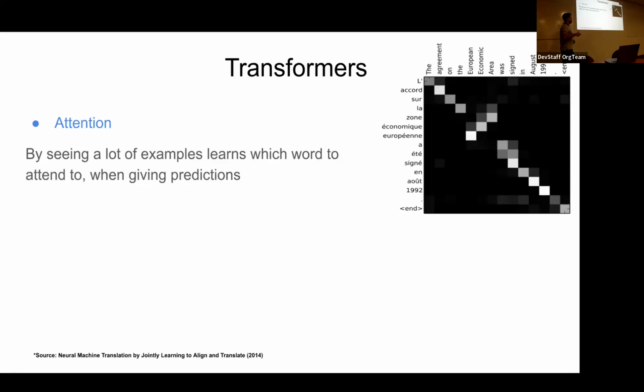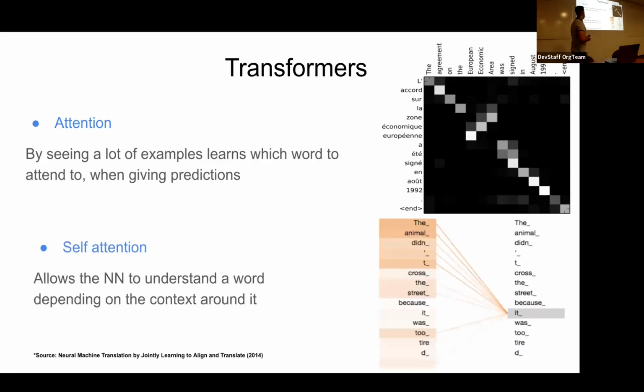And we have an image from this paper that has a translation task from English to French. So let's read it. The agreement on the European Economic Area was signed in August 1992. We can see that when these words are translated to French, the model has learned in which English word it should attend to. So for example, when it says Européen in French, it attends mostly to European, or économique in economic.